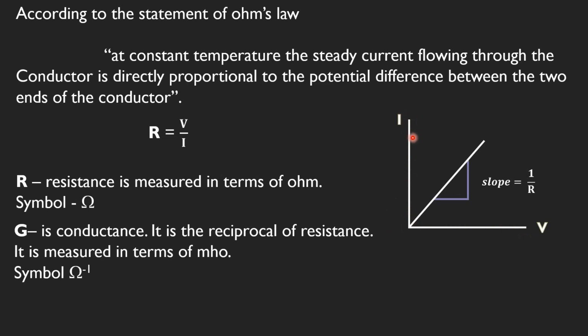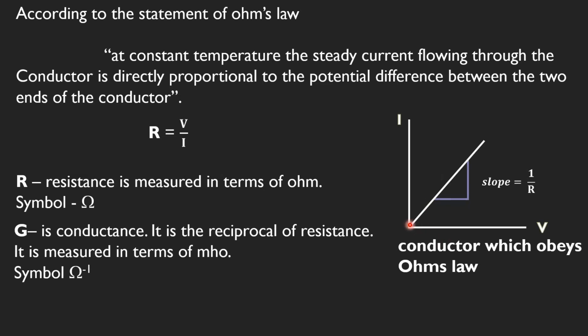So in this aspect, if we draw a graph between the current and voltage potential, if we increase the voltage, the current also increases, and hence they are directly proportional to each other. The graph is a linear graph, so the slope is always a constant, and the slope is equal to 1 by R. So this graph represents the conductors which obey Ohm's law.